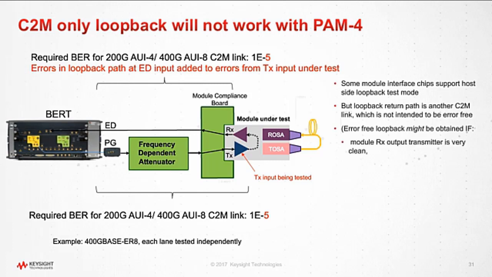The transmitter has to be really good. You have to have a very linear transmitter, very low noise, very little skew in your VCSEL. Obviously, the channel has to be very short. That's always the case when you're using an error detector. But the other thing that gets to be a problem with these modules is reflections. Reflections going through the module connector to the module compliance board will cause a problem.